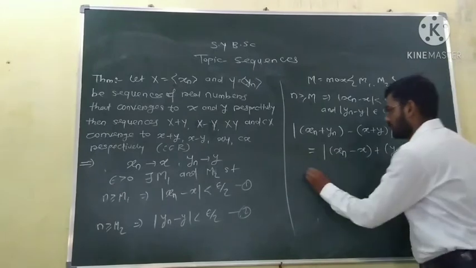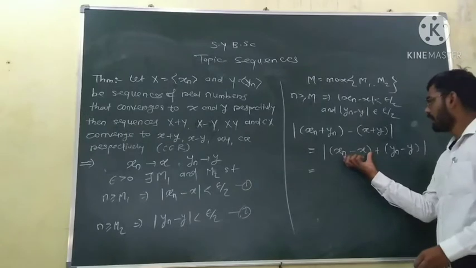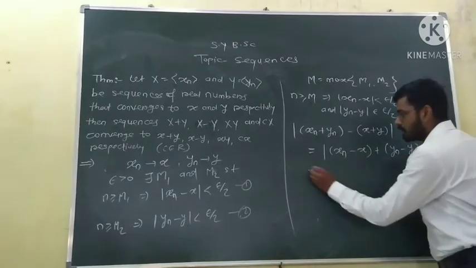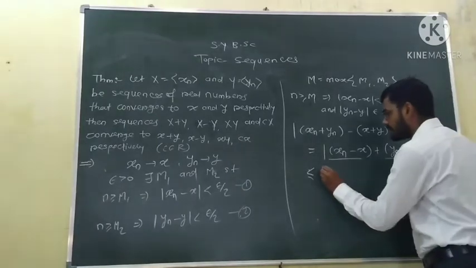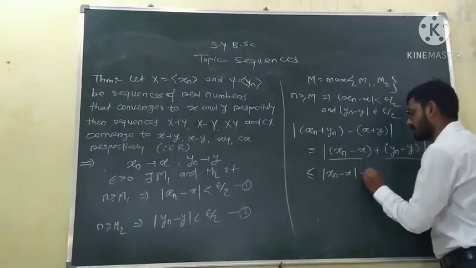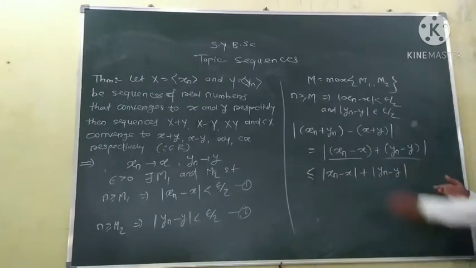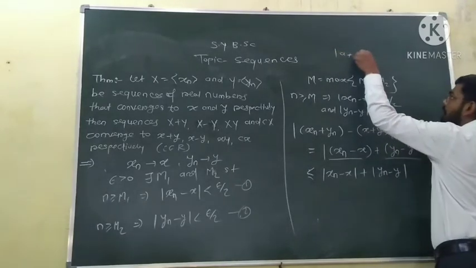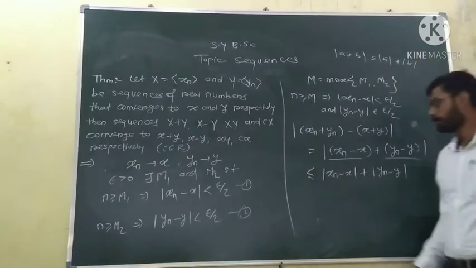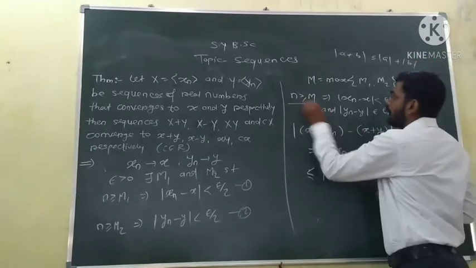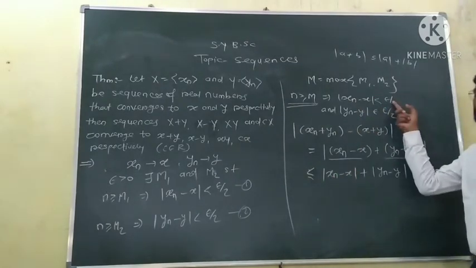Now we know the triangle law: mod of a plus b is always less equal mod a plus mod b. So by triangle law we can write this as mod of xn minus x plus mod of yn minus y. What is the triangle law? It is mod of a plus b always less equal mod a plus mod b. Now for n greater equal m, this value is less than epsilon by 2.